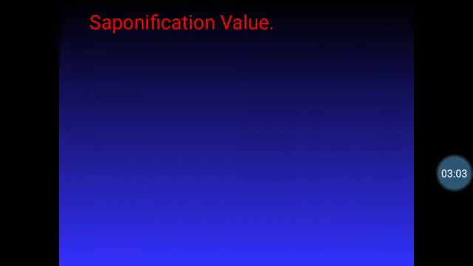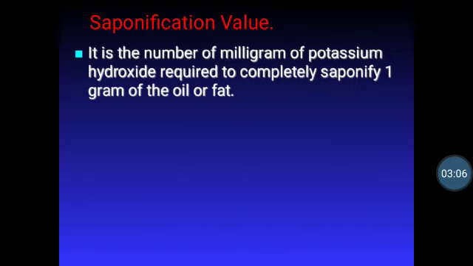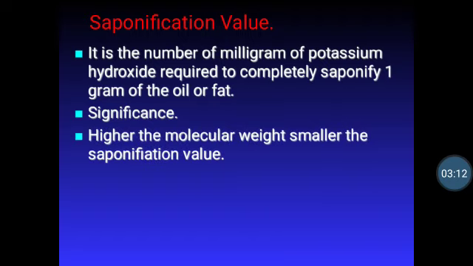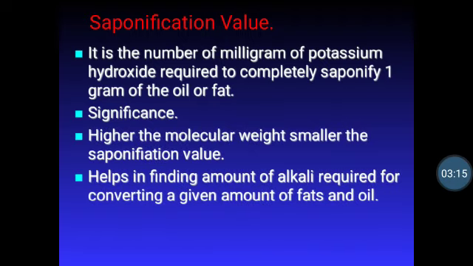The next point, saponification value. The definition of saponification value is the number of milligrams of potassium hydroxide required to completely saponify 1 gram of oil or fat. Let's try to understand this definition. Let's take an example. Take 1 gram of butter. Butter contains many triacylglycerol molecules. In addition to these triacylglycerol molecules, it also contains certain free fatty acids.